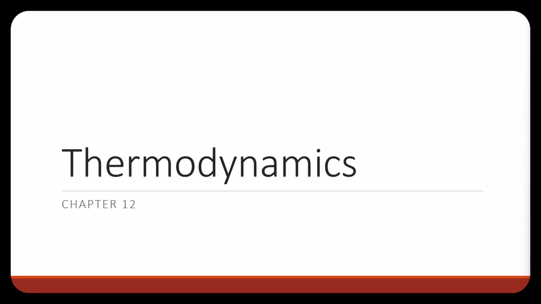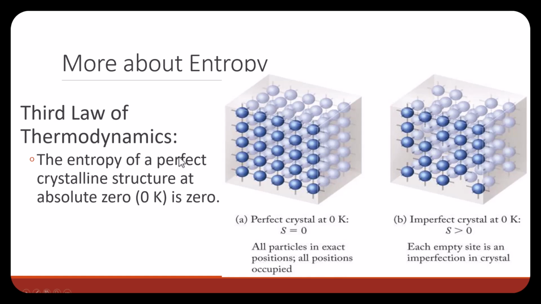So in the last video we ended with the following idea: the third law of thermodynamics tells us that if we have a perfect crystalline structure at absolute zero, the entropy of that substance would be zero. Now, absolute zero doesn't exist. That's hypothetical at this point. And a perfect crystalline structure, well, perfection is hard. So what that tells us is that anything that is above 0 Kelvin or is an imperfect structure will have an entropy value of greater than 0.